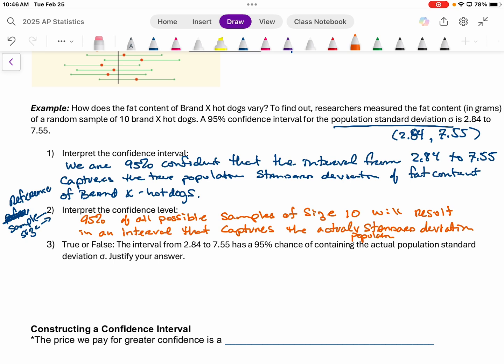It is false, correct? Because remember, the 95% doesn't tell us the chance that it's going to happen. It just tells us that when we repeat this multiple times, 95% of those will capture that true population standard deviation. So 95% of those samples are going to contain it. So we would say false.